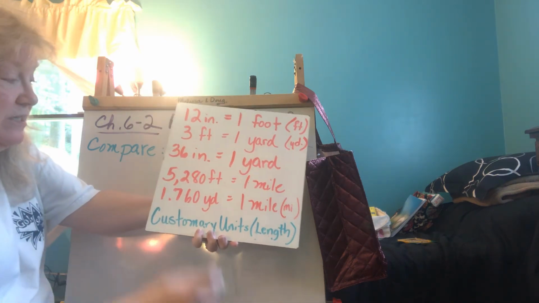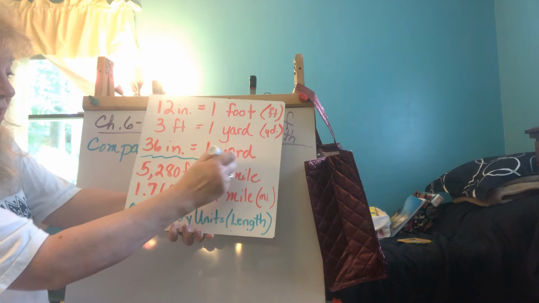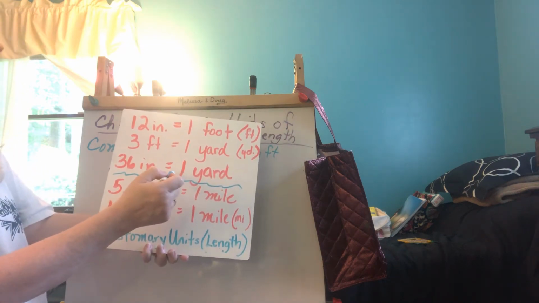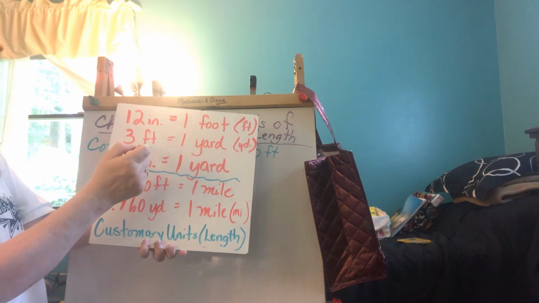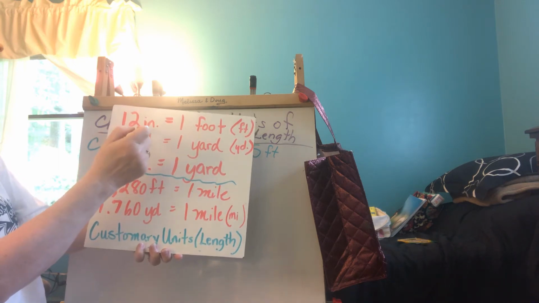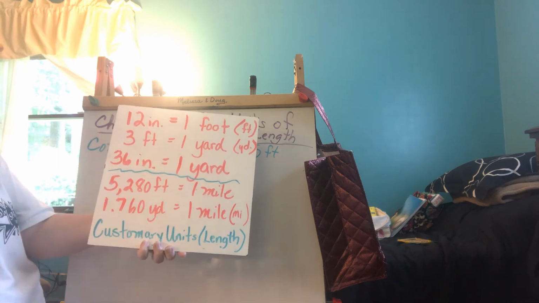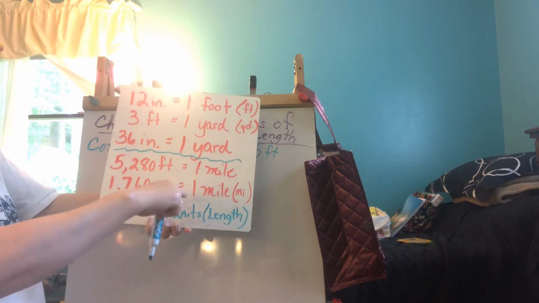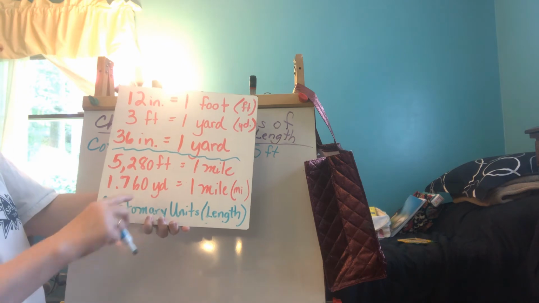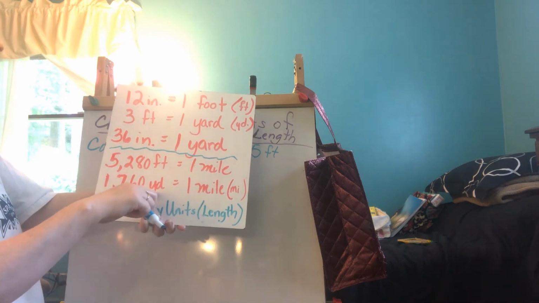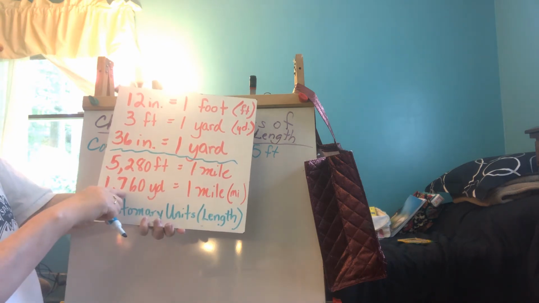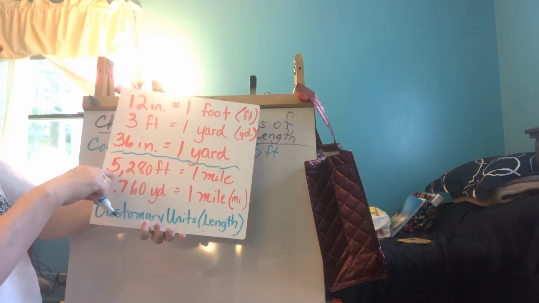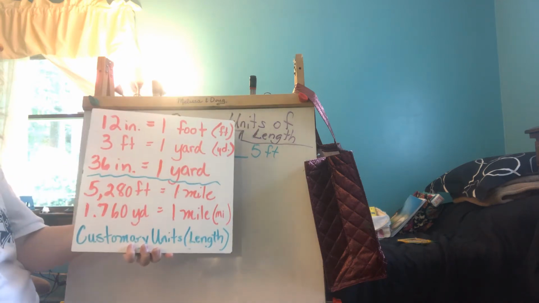Okay, just like we said above this green line, we said that yard was the biggest, had the smallest number. Feet was the medium, had the medium number. Inches was the smallest, had the highest number. It's the same thing here. Mile is the biggest, it has the smallest number. Yards is the middle, so it has the middle size number. Feet is the smallest, it has the biggest number in front of it.